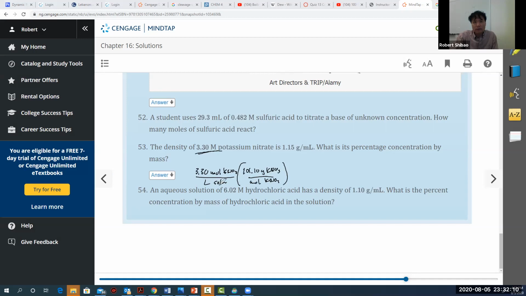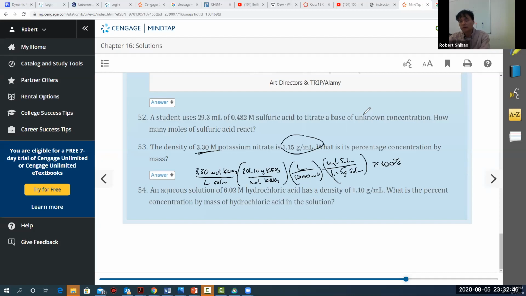Now I've got to get rid of liters of solution and get grams. And so I'm going to go from liters to milliliters. And so 1 liter is 1,000 milliliters. And so now I have milliliters of solution. And then I'm going to use this: for every milliliter of solution, I have 1.15 grams of solution. There. And so now I have grams of KNO3 on the top, grams of solution on the bottom, and just multiply by 100%.